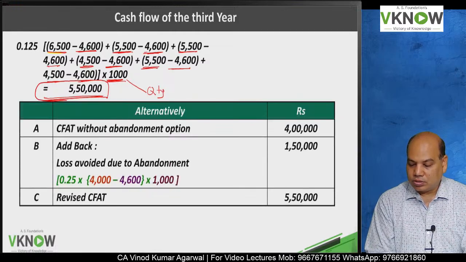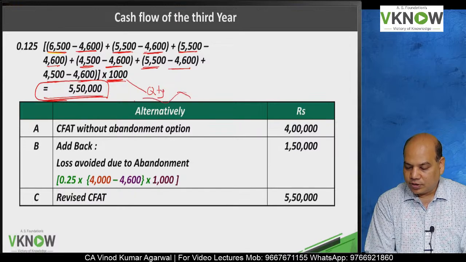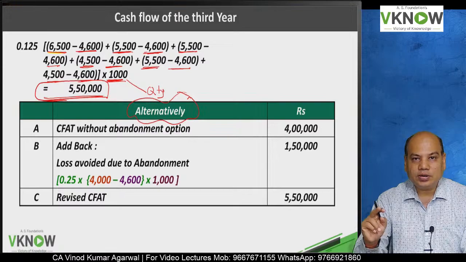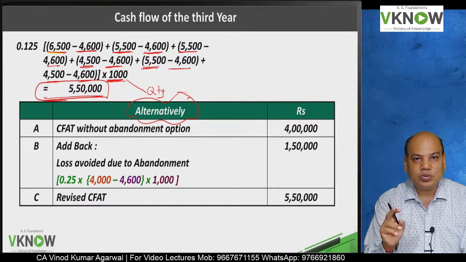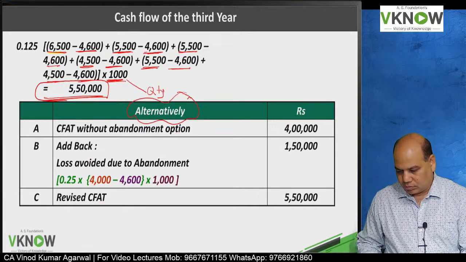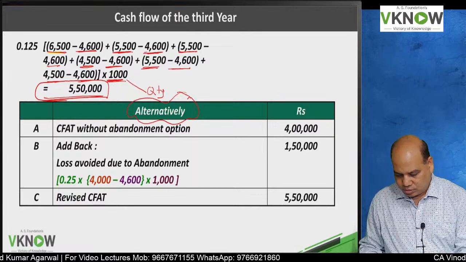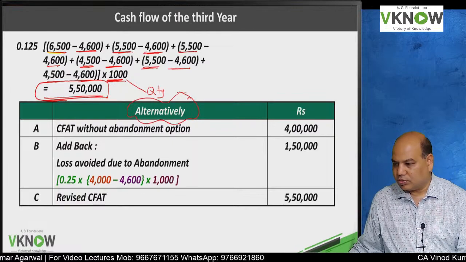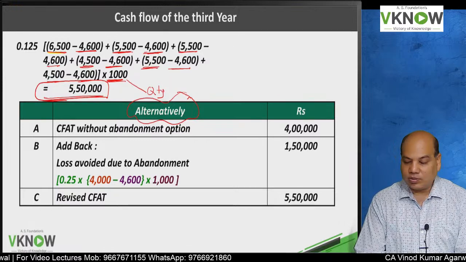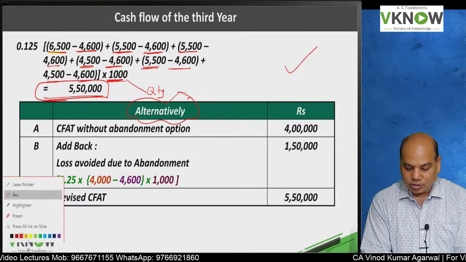I will solve by one more method. If the first method is difficult for you, I will solve by the second method. This will also give me the same answer, and if this also gives me the same answer, then you should be convinced. Okay, write down alternatively.